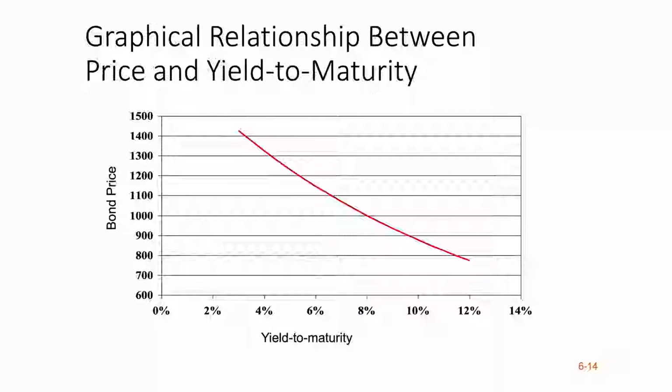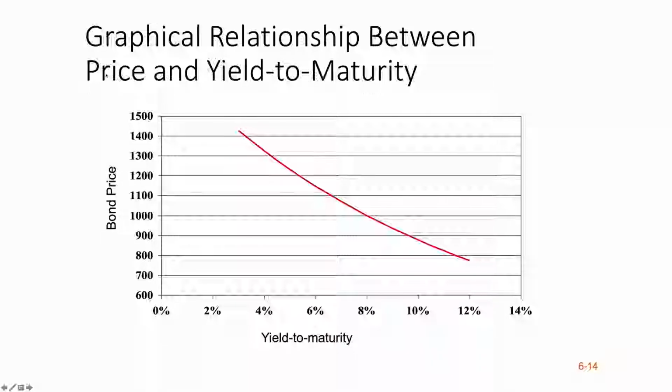It is inversely related. When the yield to maturity or interest rate goes up, let's say from 8% to 11%, 14%, 12%, the bond value will go down. On the other hand, if the interest rate goes down from 8% to 4%, the bond value will go up. It's an inverse relationship between the price of a bond and yield to maturity.